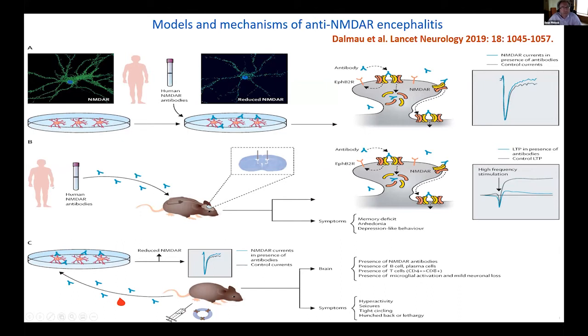You can also take the antibodies from a patient and inject them into the ventricle of an animal, and the animal will develop memory deficits, depression-like behavior, etc. And you can also show that when these antibodies have this effect on the NMDA receptor, they have a significant impact on the NMDA receptor-mediated electrophysiology and currents. Interestingly, the way this works is that the antibody binds to a protein that anchors the NMDA receptor onto the cell surface. When that pathogenic antibody prevents that interaction, the NMDA receptor is actually internalized.